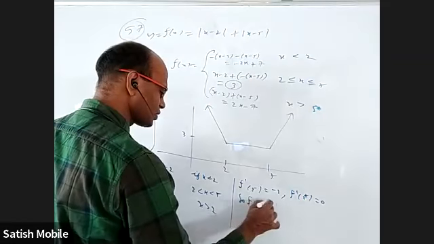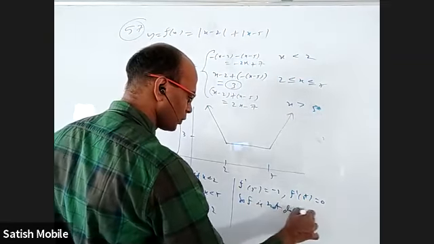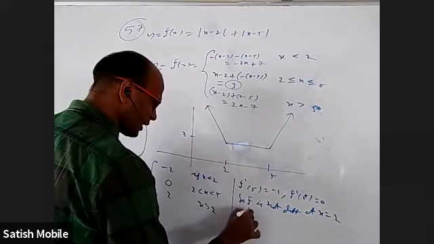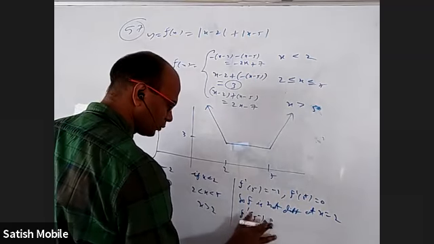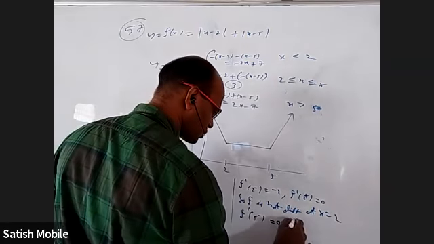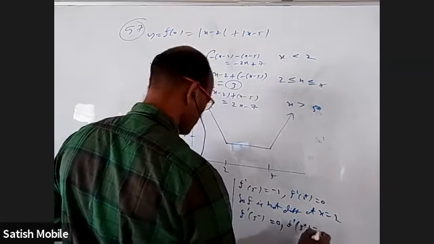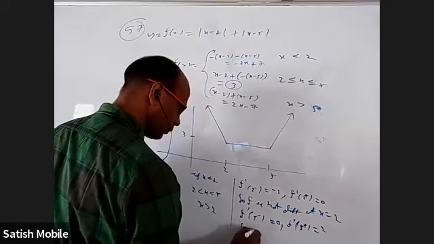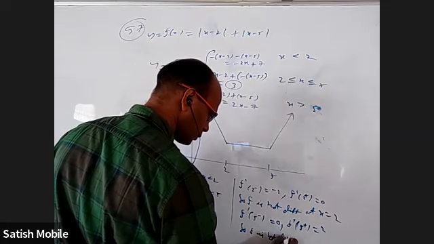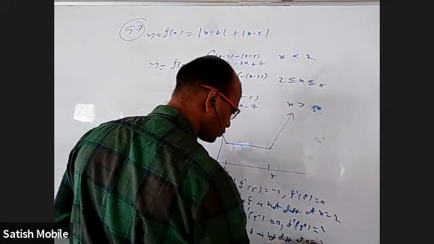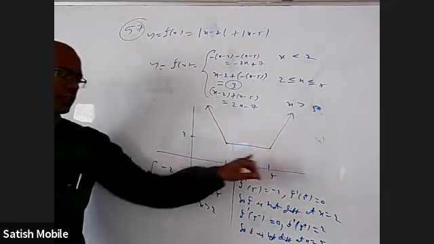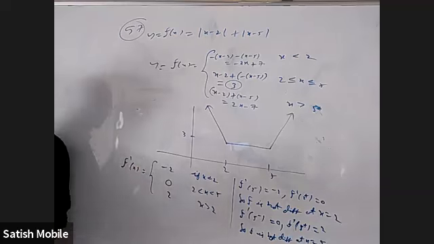So f is not differentiable at x equal to 2. Similarly, f dash 5 minus is 0, the left hand derivative, and f dash 5 plus is 2. So f is not differentiable at x equal to 5 also. So at 2 and 5 it is not differentiable. Everywhere else it is differentiable, and we know what the derivative also is.